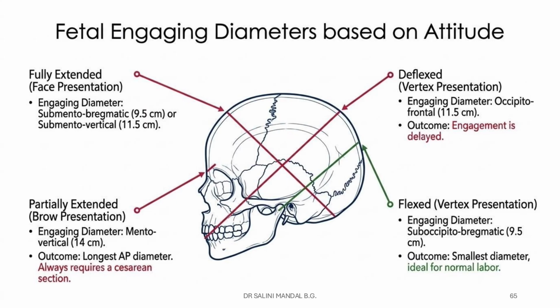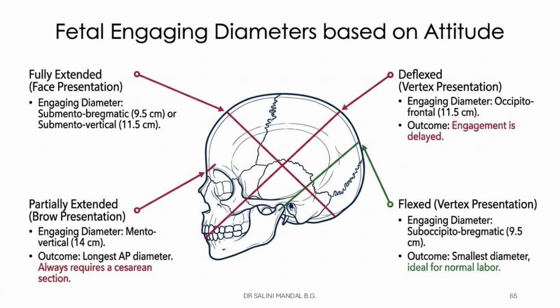Coming to the fetal skull, engaging diameters and all that. If we have a fully extended head, we have the face presentation. Face is the presenting part. So what is the engaging diameter? That is the submentobregmatic, which is 9.5 centimeters, or the submentovertical diameter, which is 11.5 centimeters. So if the head is fully extended, we have the face presentation, and in that case the engaging diameter is submentobregmatic or submentovertical. Submentobregmatic is 9.5 centimeters, submentovertical is 11.5 centimeters.